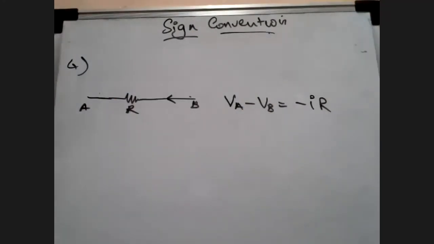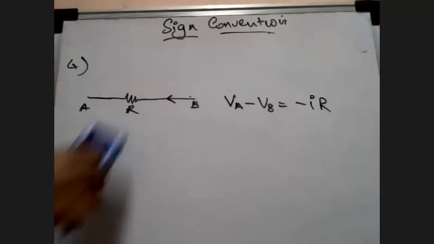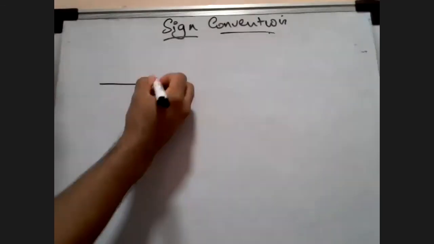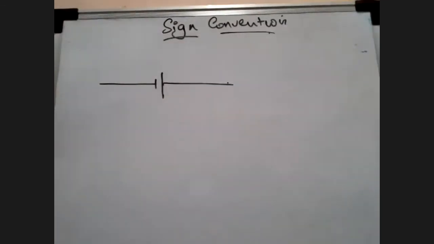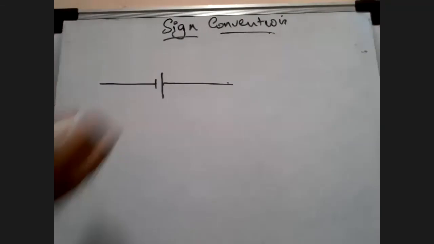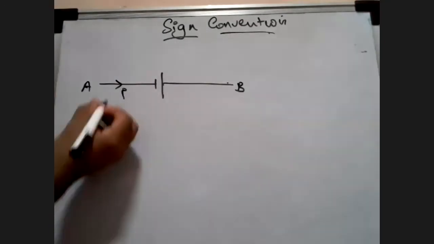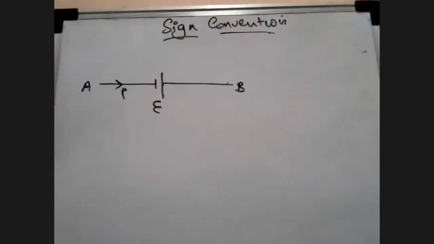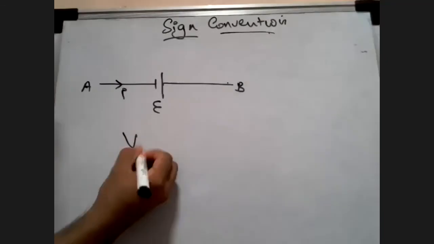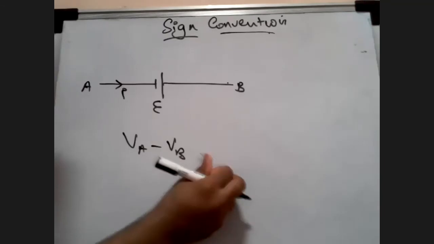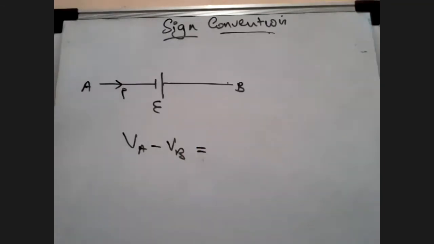Let's talk about a battery now. If I am taking a battery like this, and I tell you the current is in this direction, this is point A, this is point B, and this is epsilon, then what is going to be the potential difference?